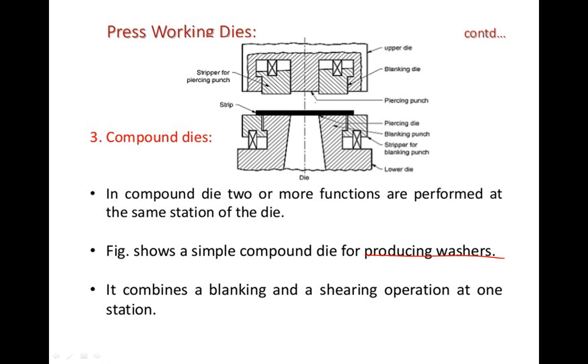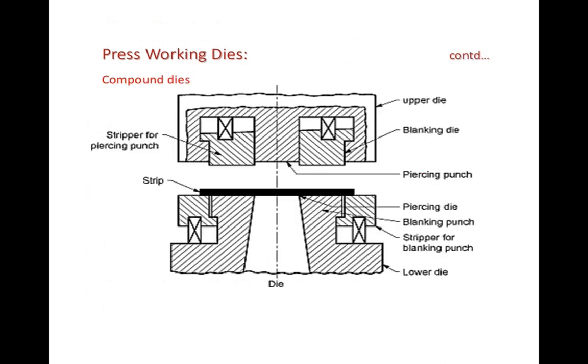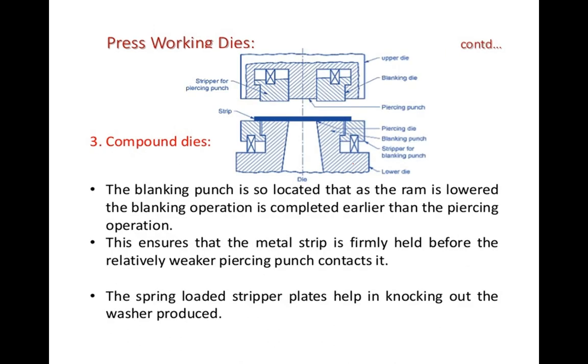Here this is the metal strip. Hold the metal strip on the die surface. This is the lower die. This is the upper die. This is the blanking die. This is the piercing punch. So this piercing punch will drill a hole inside this, and we will obtain the washer like this. This is the washer. So this is the working of the compound die, and this is the block diagram of the compound die.